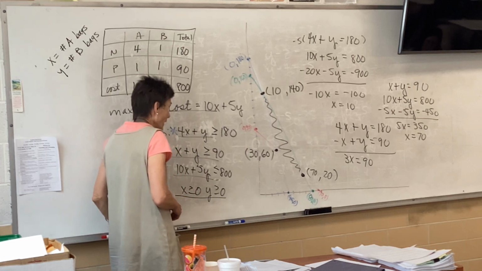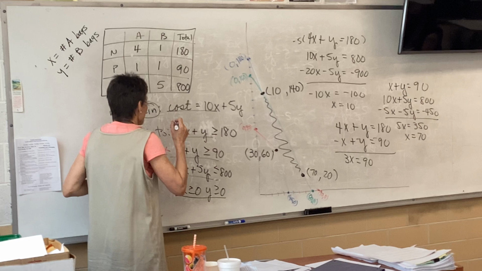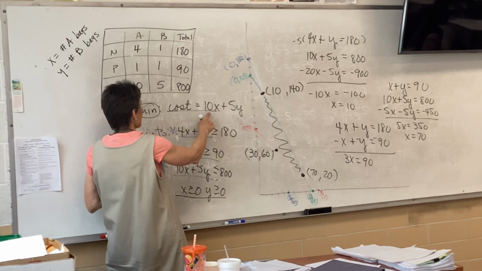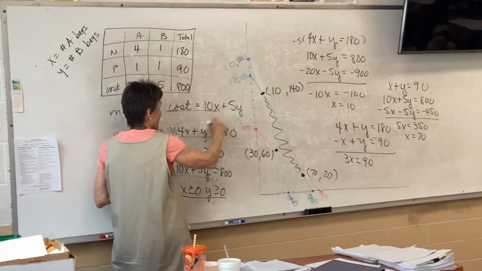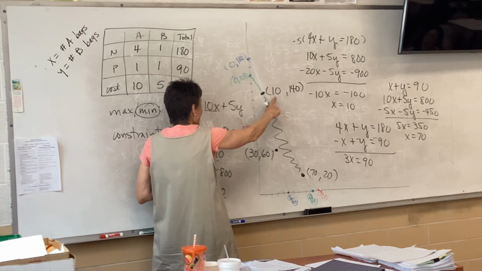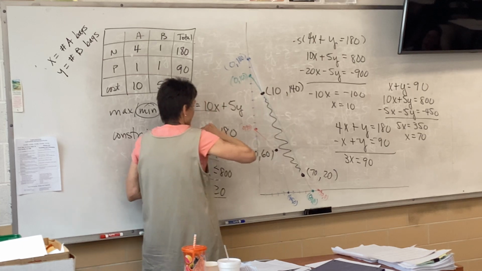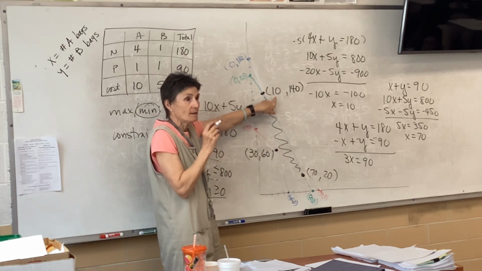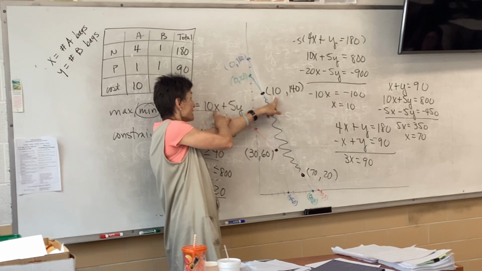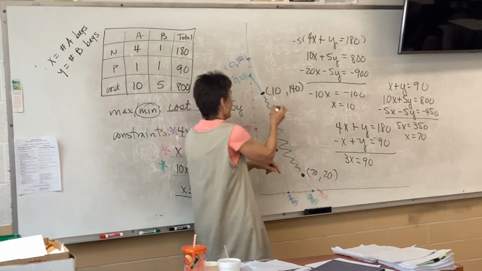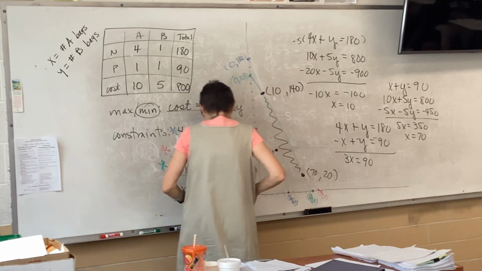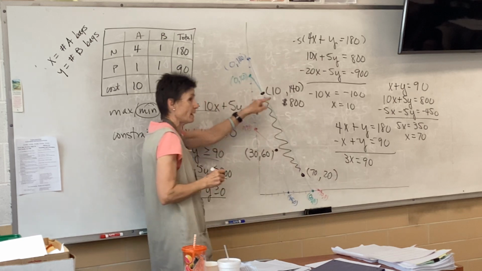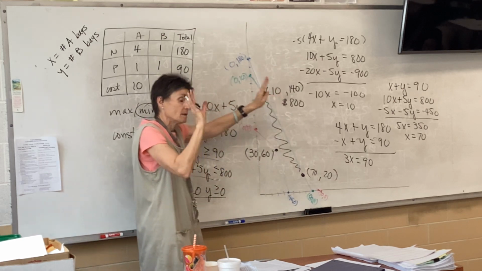Okay, now what I want you to do is find the cost at each point. So remember, the cost is 10 times the A's plus 5 times the B's. So if I buy 10 A's and 140 B's, what will be my cost at this point? 10 times 10, 5 times 140, 800? So that one's gonna be 800. So at that point, if I take this plan, I'm gonna spend $800.